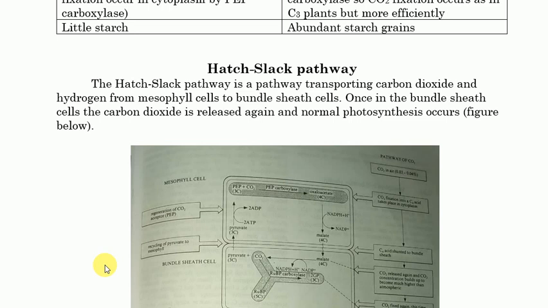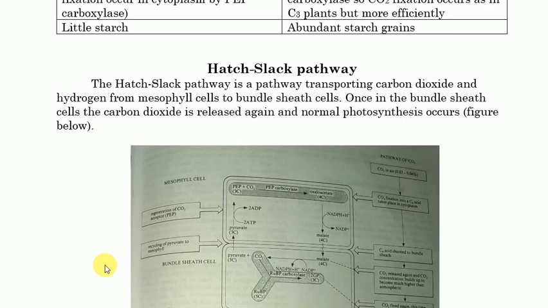photosynthesis is glycerate phosphate. So the Hatch-Slack pathway is a pathway transporting carbon dioxide and hydrogen from the mesophyll cell to the Kranz (bundle sheath) cell. Once in the bundle sheath cell, the carbon dioxide is released again and normal photosynthesis occurs.